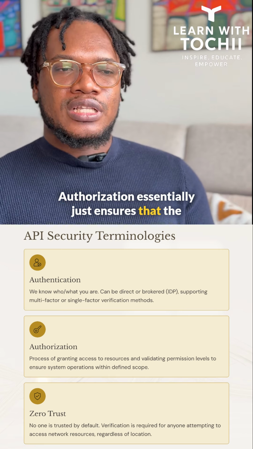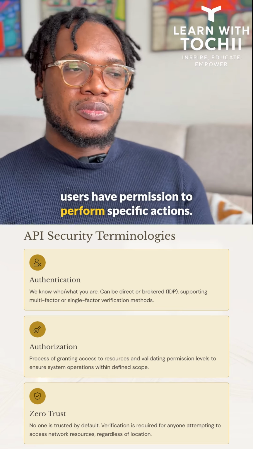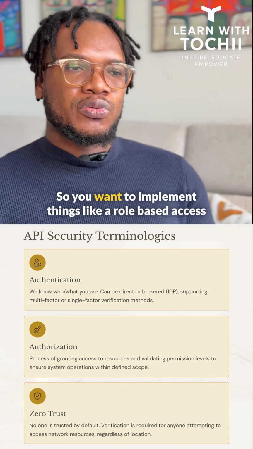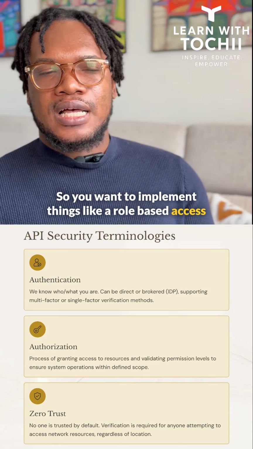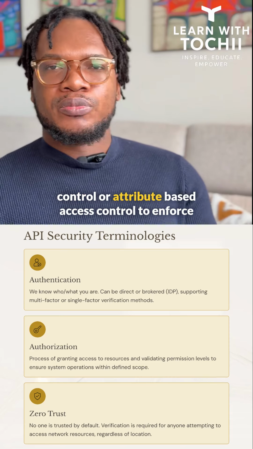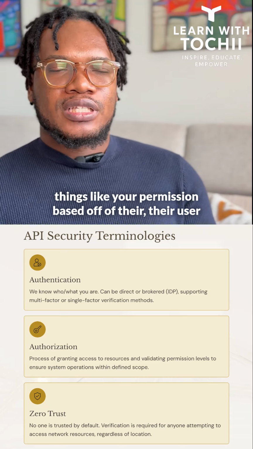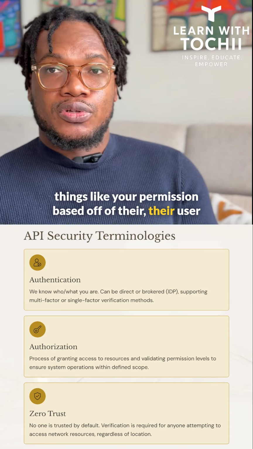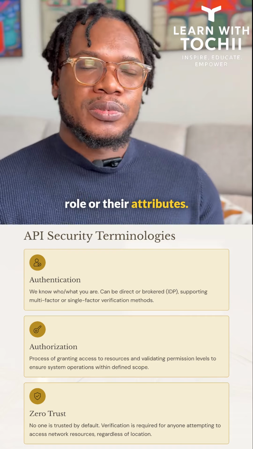Authorization essentially just ensures that the users have permission to perform specific actions. So you want to implement things like role-based access control or attribute-based access control to enforce your permissions based off of their user role or their attributes.